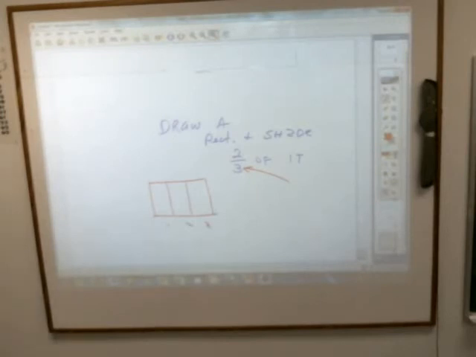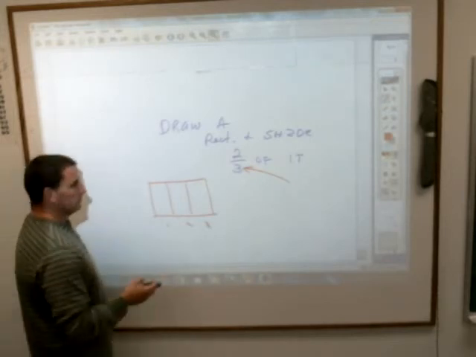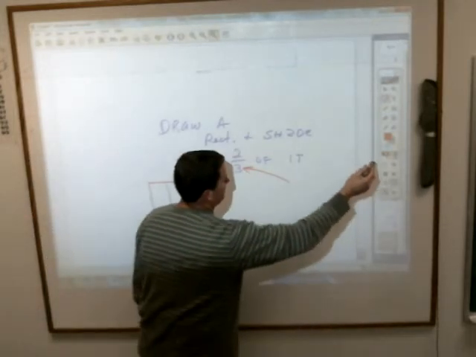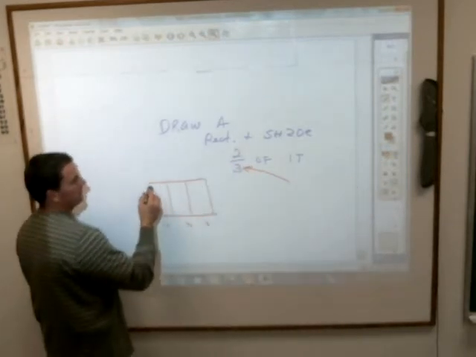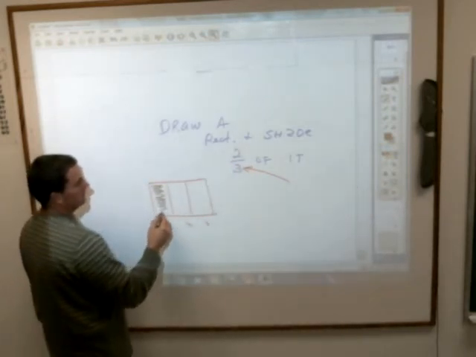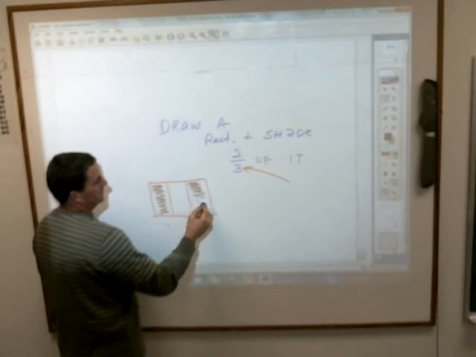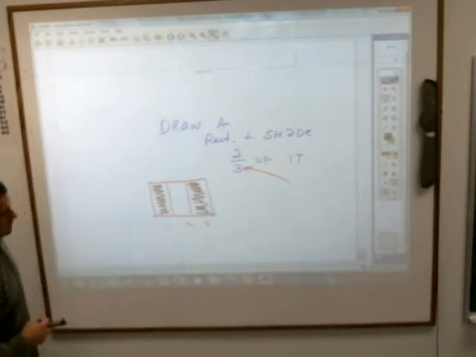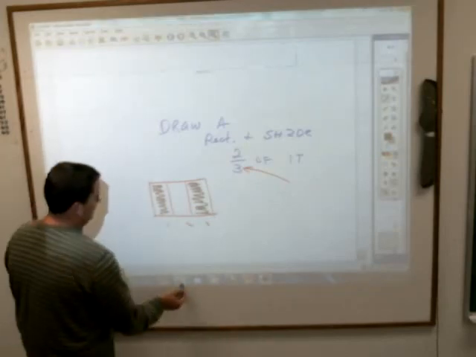And then, what does the top number tell me? Top number tells me, Caleb, how many to shade. And again, you can choose which 2 you want to shade. Usually we shade them next to each other, but you certainly could shade it like that and say there's 2/3. Now let me give you some helpful hints of advice here.